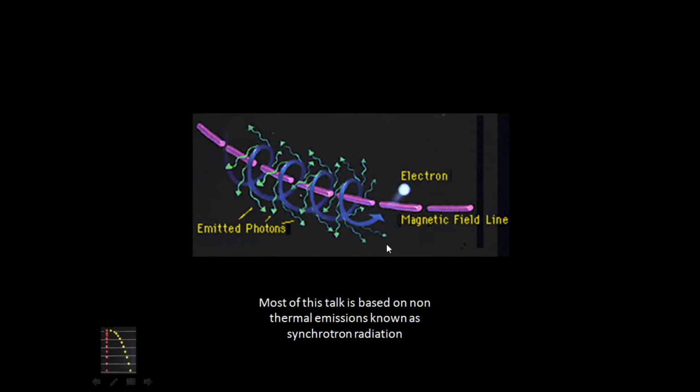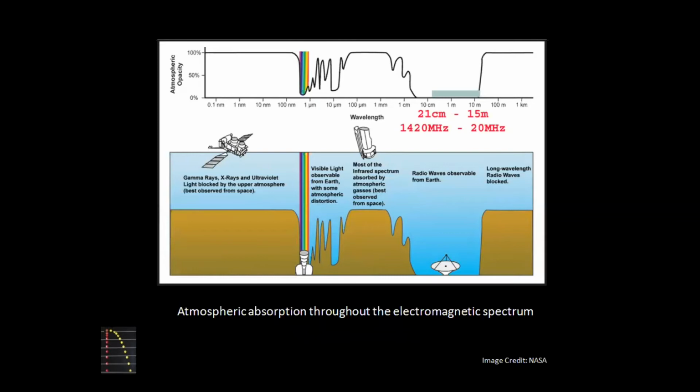When we look at the atmosphere of the Earth, here's the visible portion, which most of us are familiar with. There's a window where we can see visible light, some infrared, and then the infrared spectrum at this point is blocked off. And then we have a nice little window here for radio astronomy, which runs essentially from 21 centimeters to 15 meters in wavelength, or 1420 megahertz to 20 megahertz.